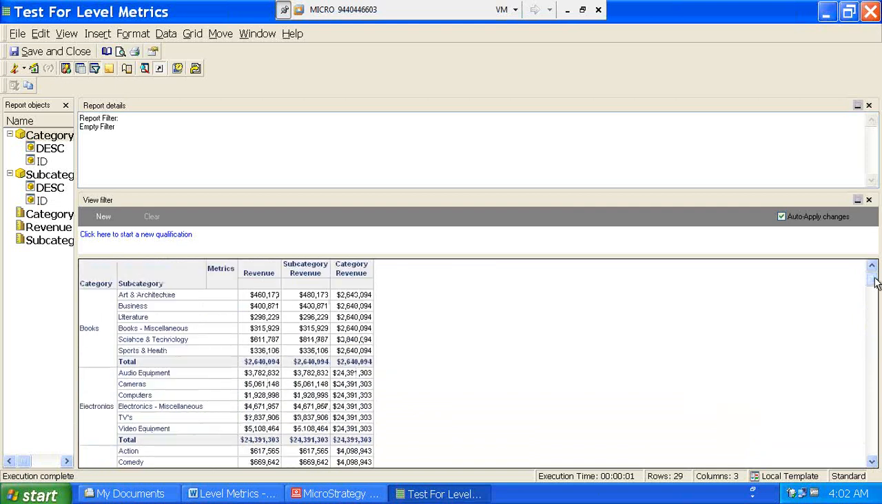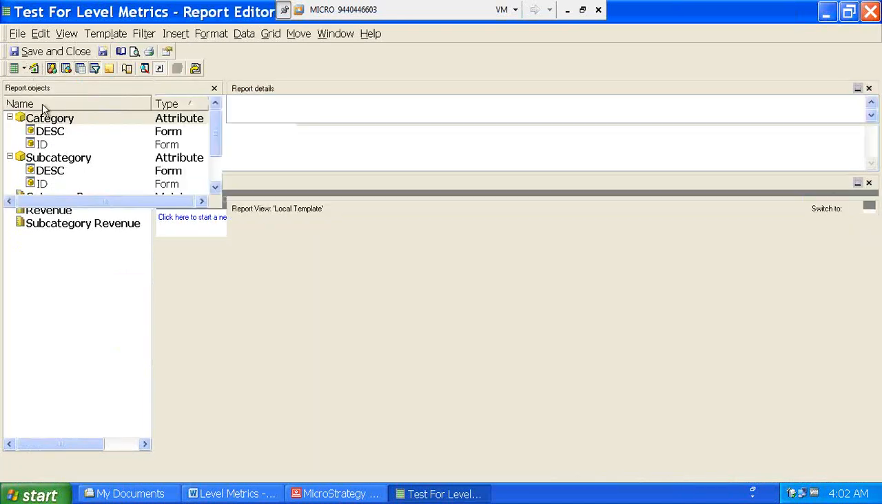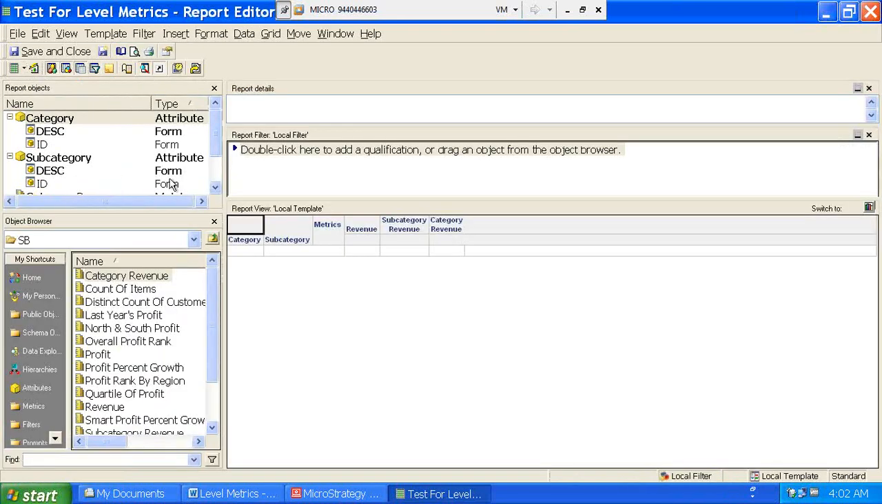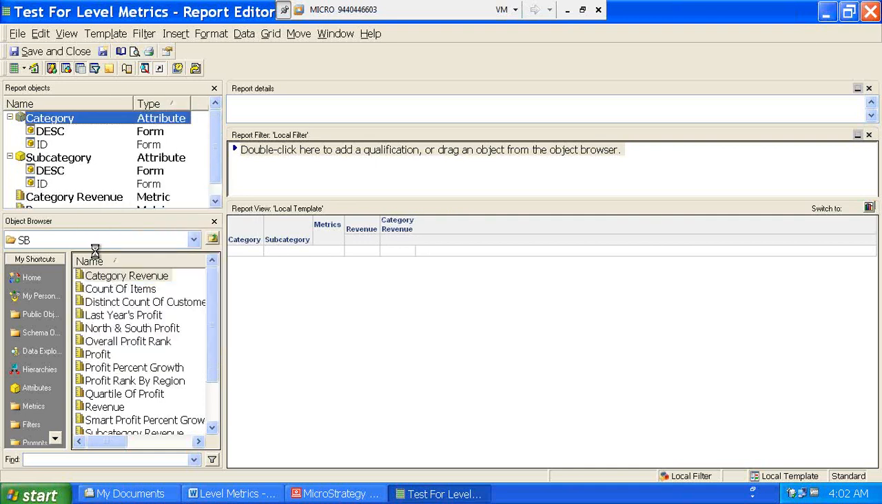So, actually, I don't need this subcategory revenue, because already we have simply revenue. So I'm removing that from the report as it has been proved. Everything is clear. Shall I go forward? Yeah.